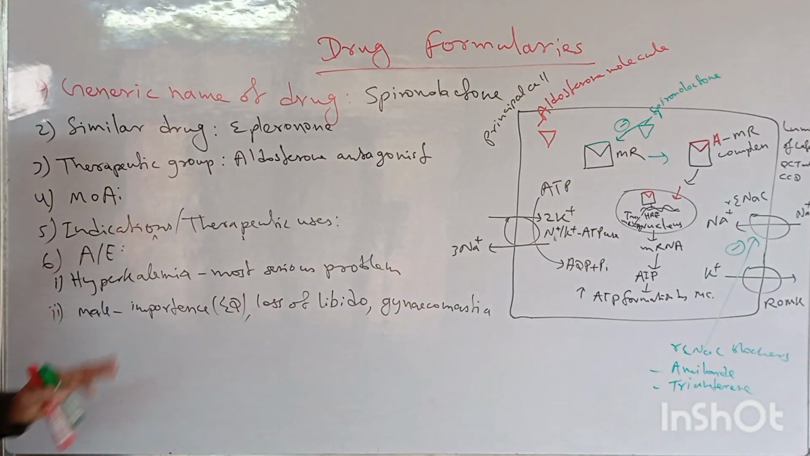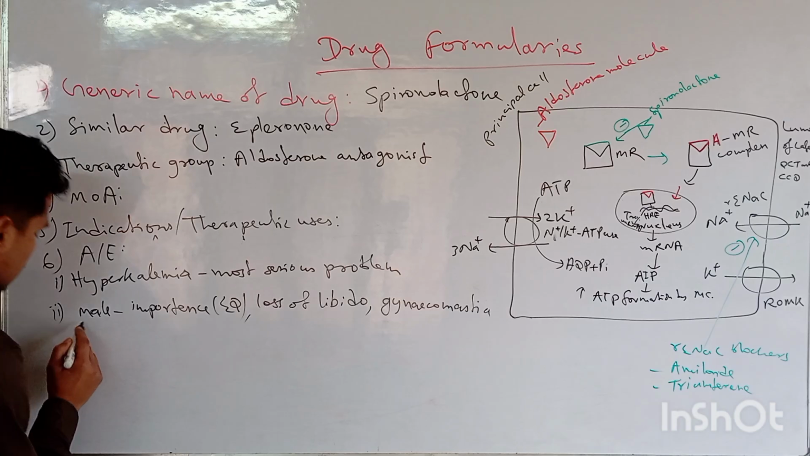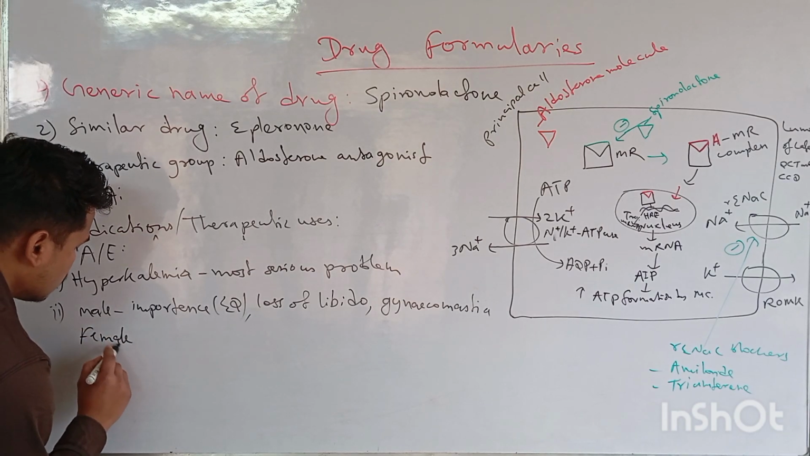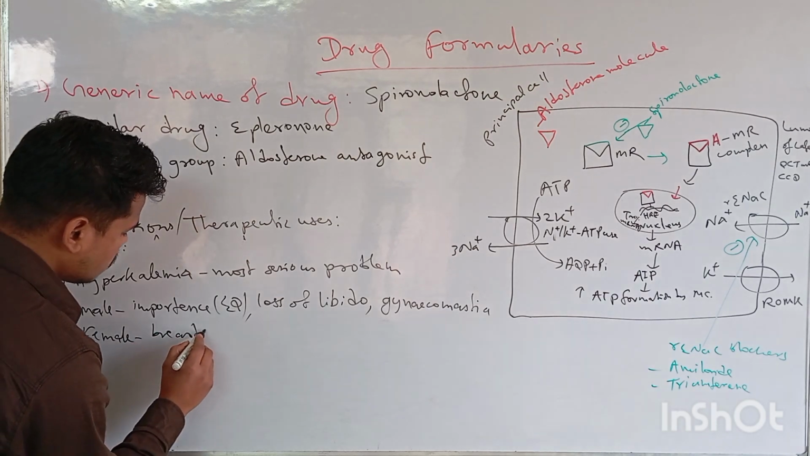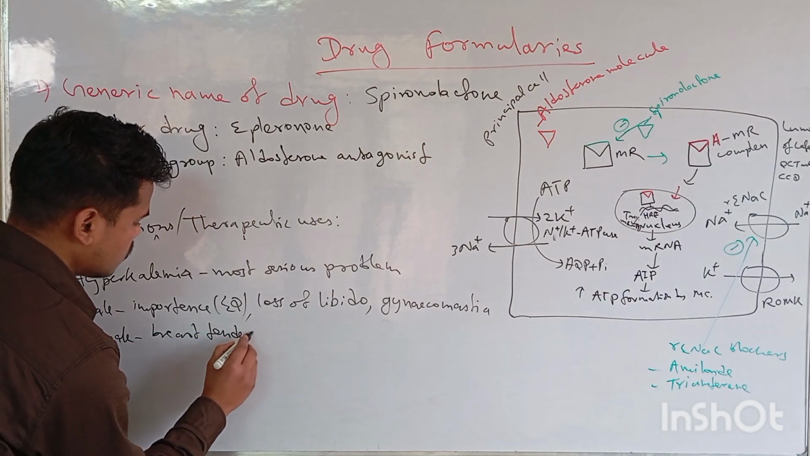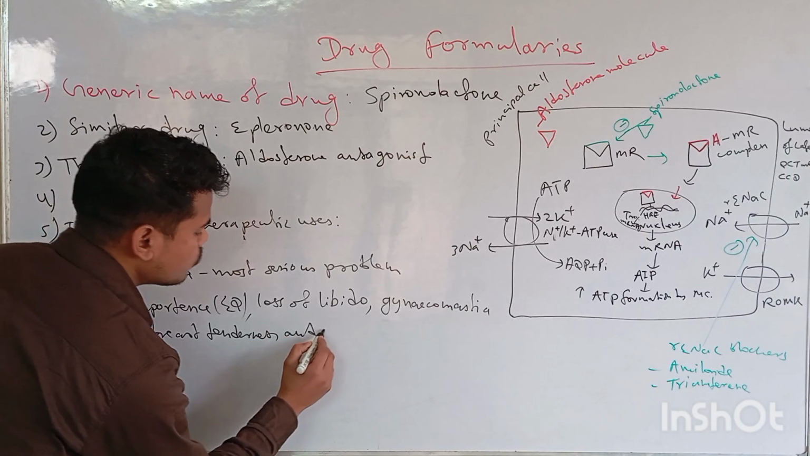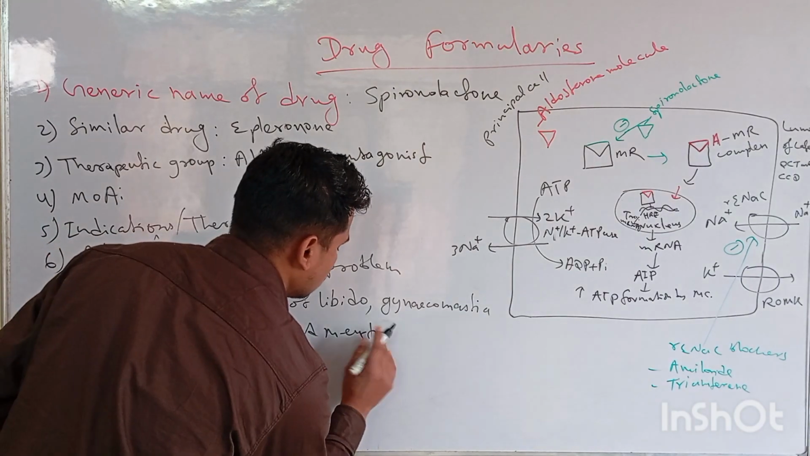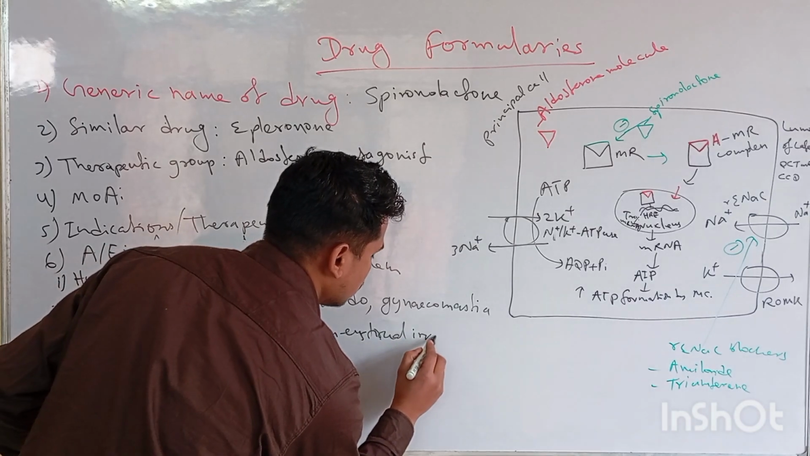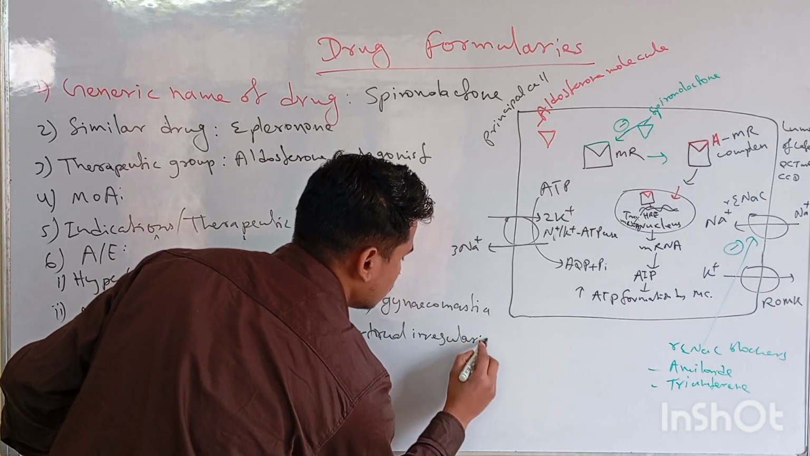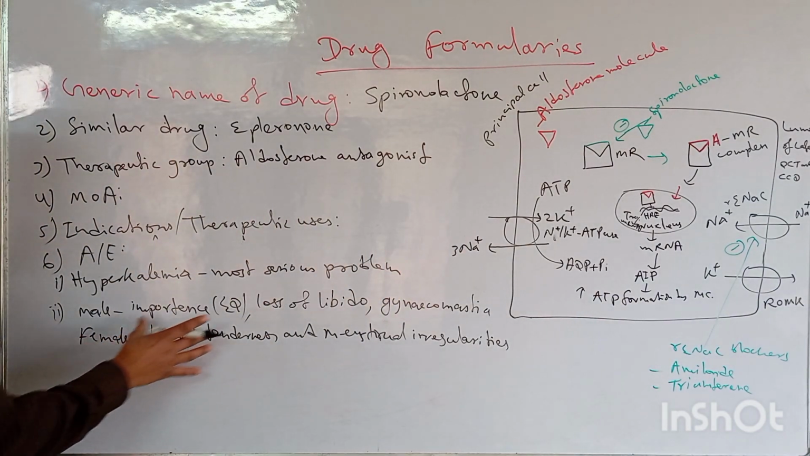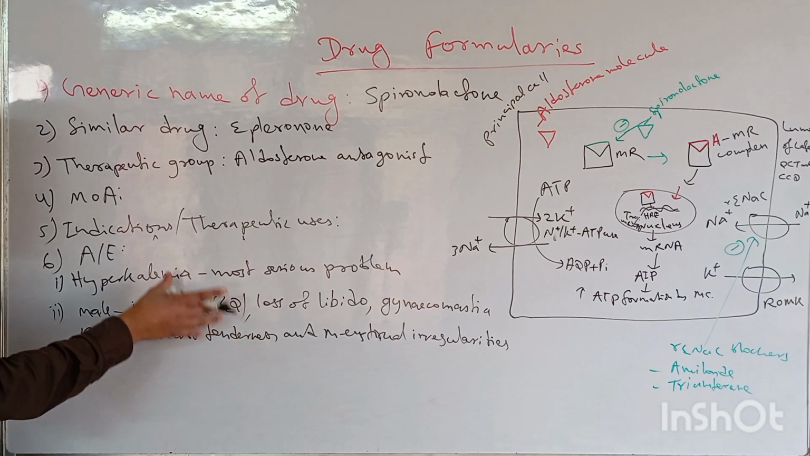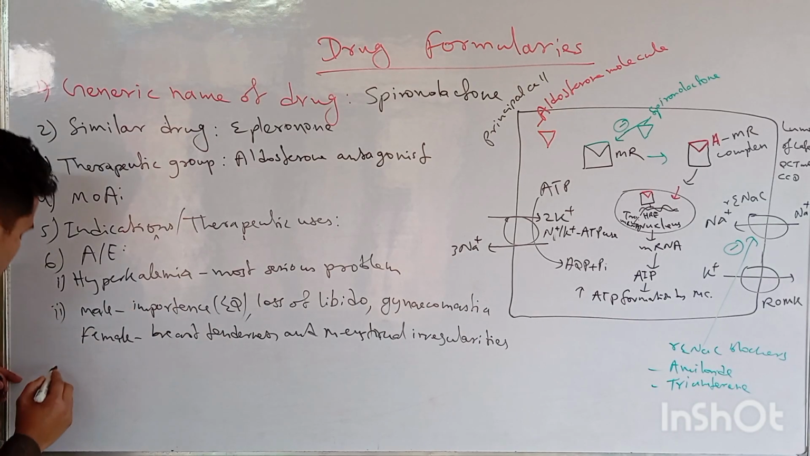If there is excess estrogen conversion, then the side effects of estrogen will be seen in the male, like gynecomastia and loss of libido. So in female, what will happen there? It will cause breast tenderness and menstrual irregularities. This side effect will not always occur, but it is significant, so I write it at the top.